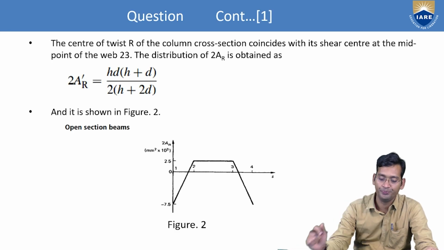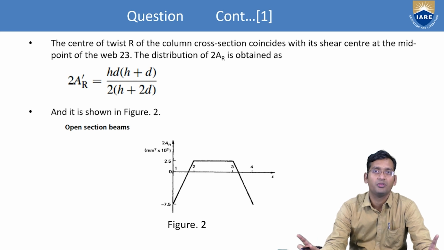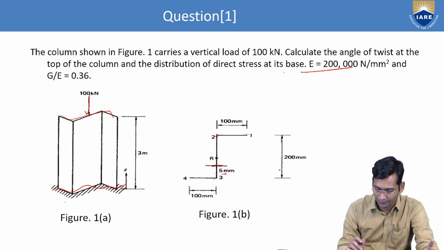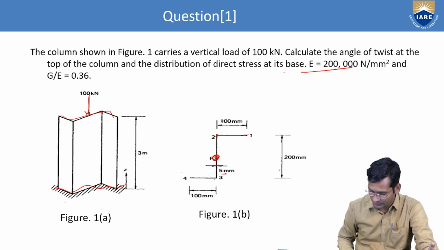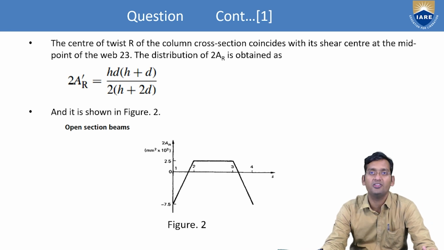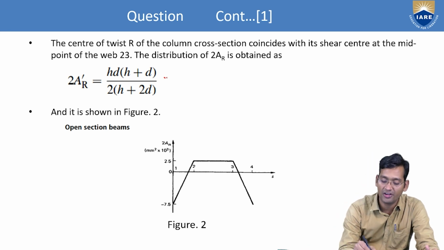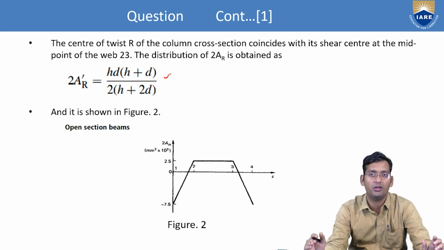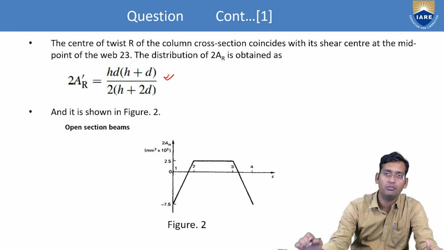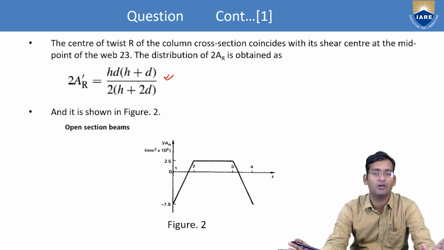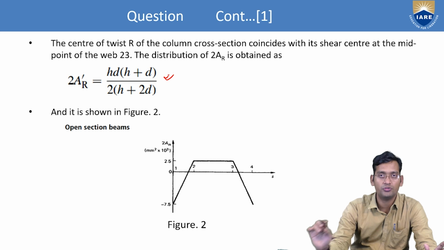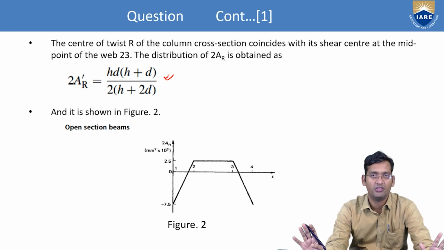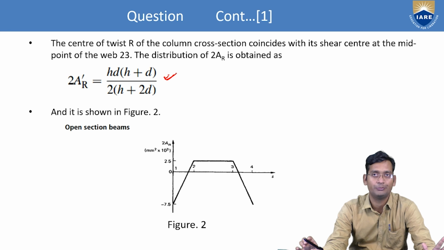So let's start. First, the center of twist R of the column cross section coincides with its shear center at the midpoint of the web 2, 3. The distribution of 2AR is obtained as we have already seen. So 2AR dash equals HD into H plus D by 2 into H plus D. Here we are not going to derive it, we are just doing the numerical, so I directly use the formula. So now we have 2AR dash.